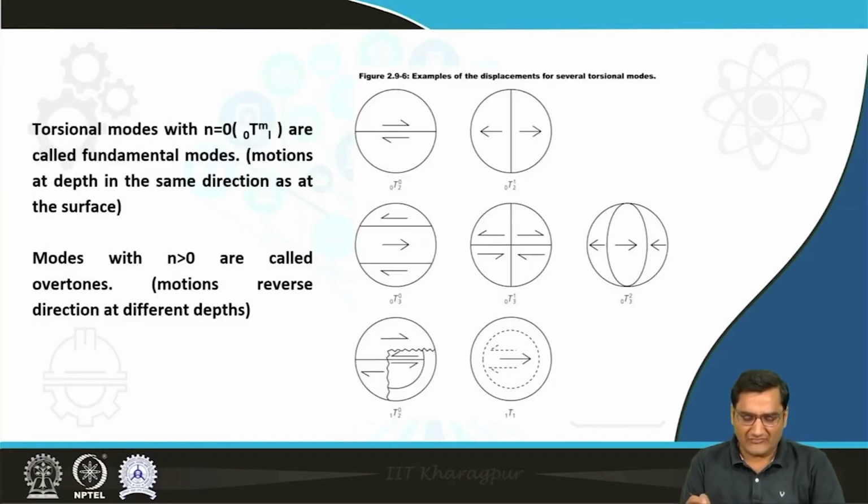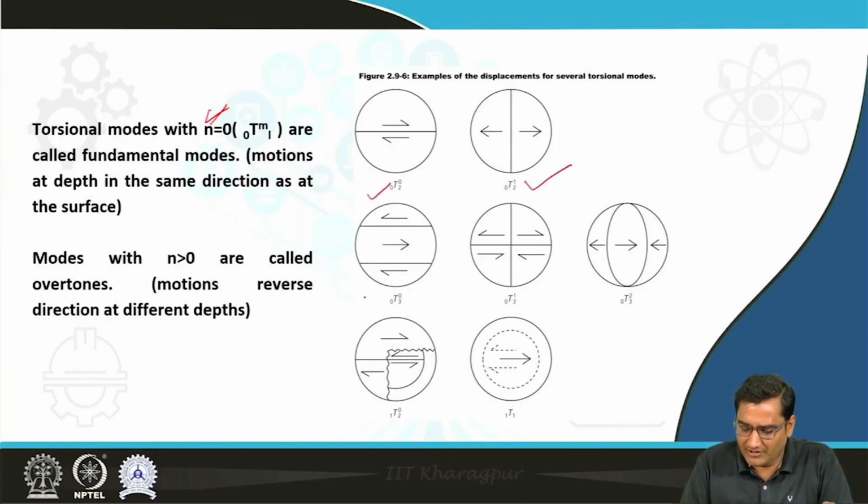Now, these are some of the examples of the torsional modes. When n is equal to 0, then the torsional modes will be known as the fundamental mode. So this is your fundamental mode. This is also your fundamental mode. This also is a fundamental mode. These two are also fundamental modes.